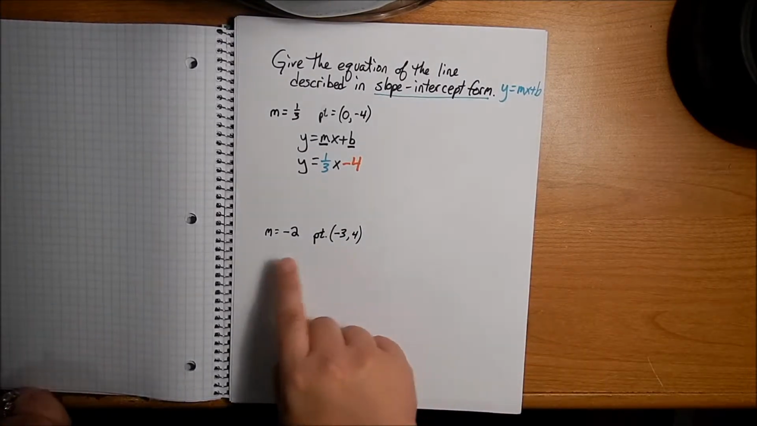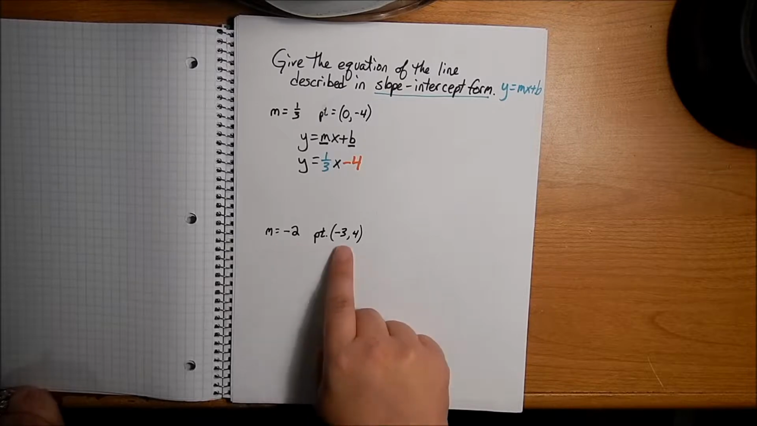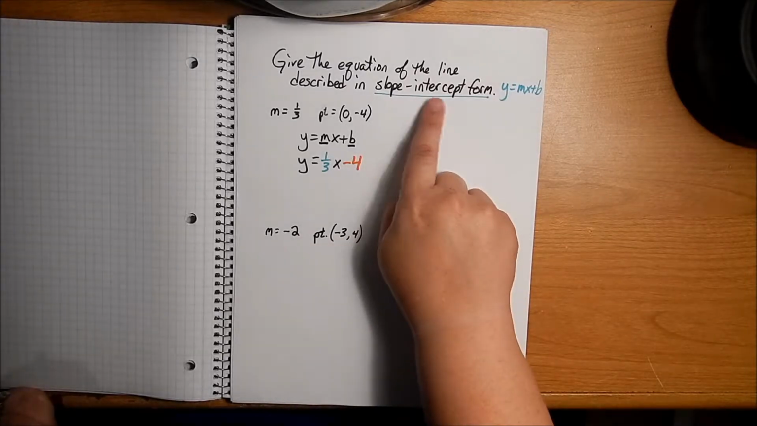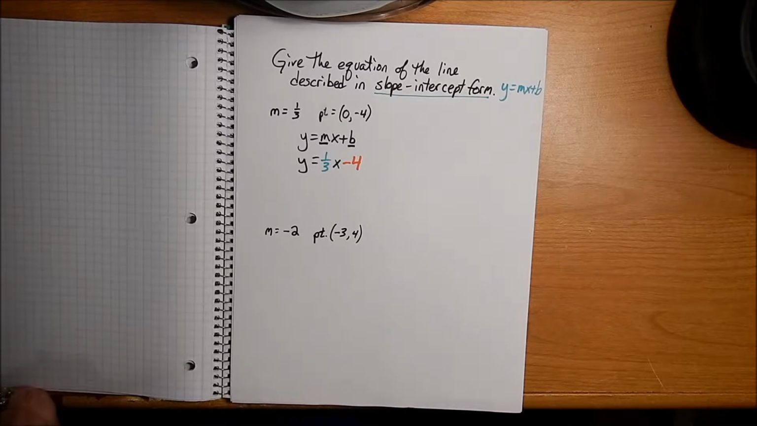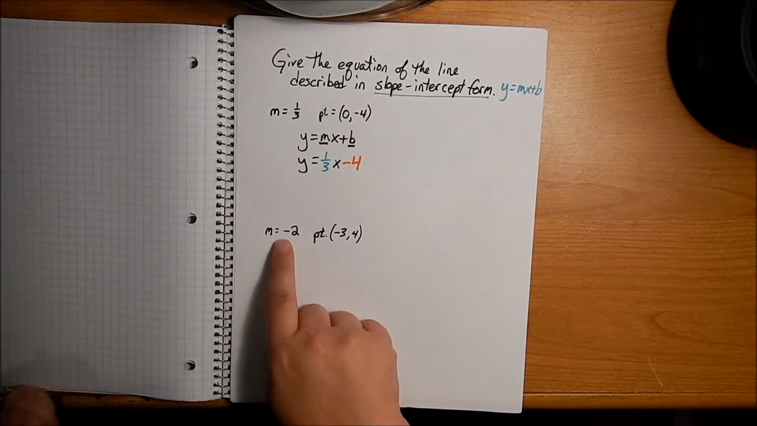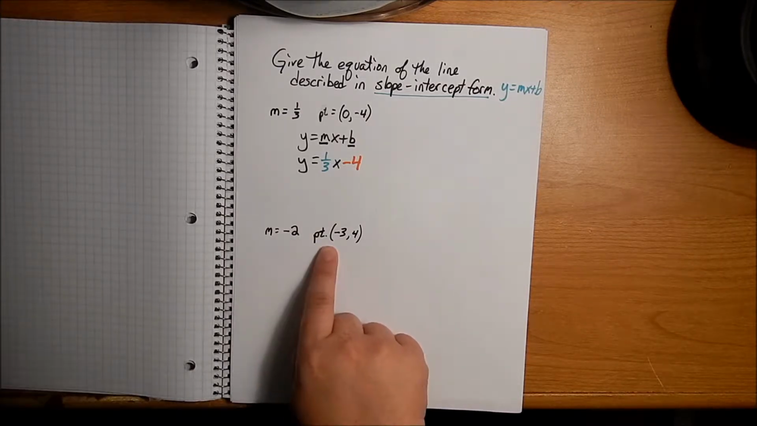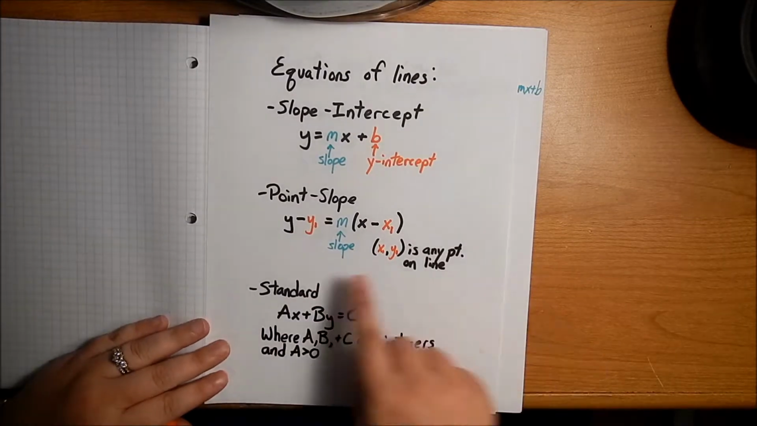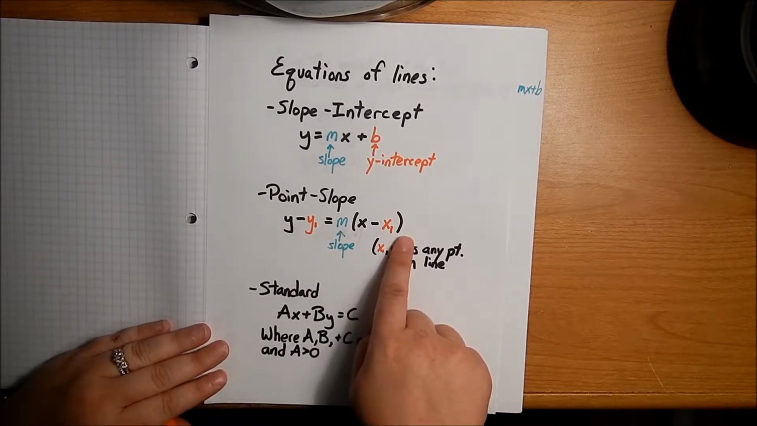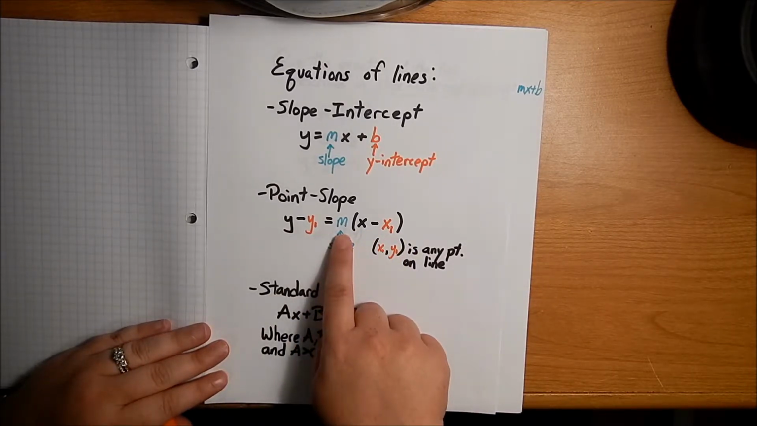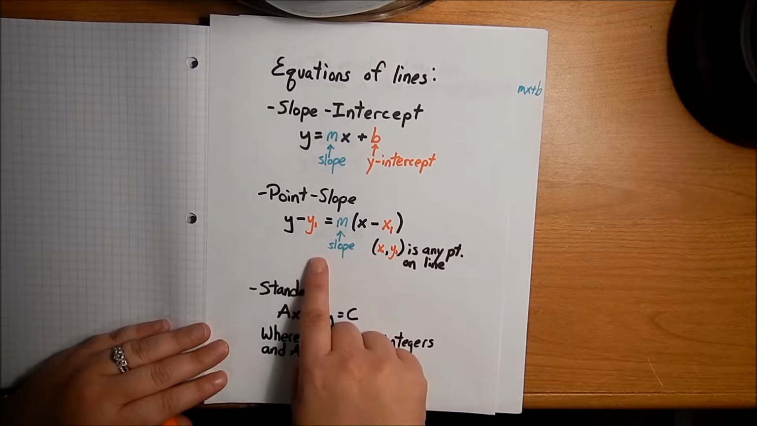Let's look at this example. Here they give me a slope of -2, but the point is not a y-intercept anymore. Now it's just some other point on the line. Okay? Now, since I want to finish in slope-intercept form, I really have two options. Because look what they've given me. They've given me a slope and a point. So that's enough to get me point-slope form right away.